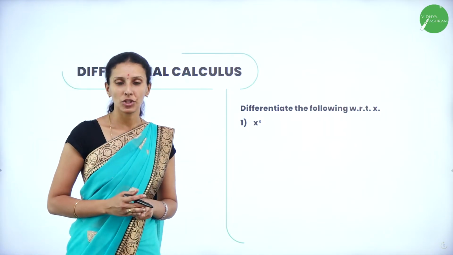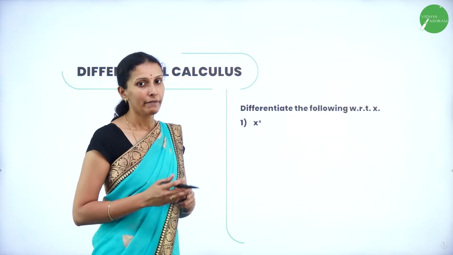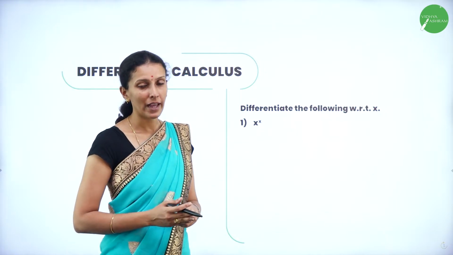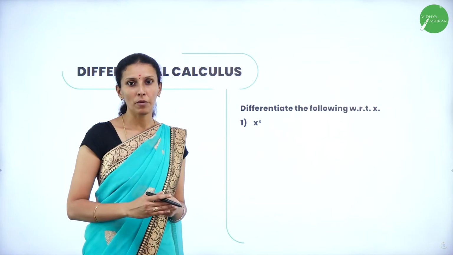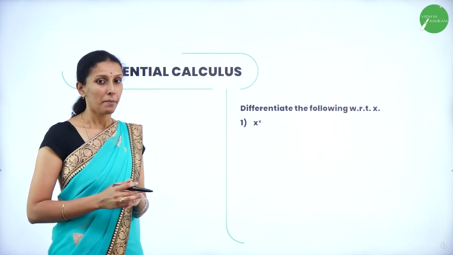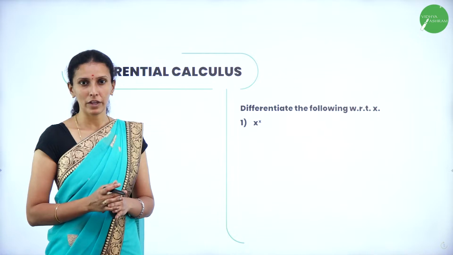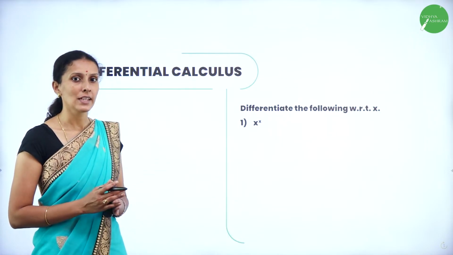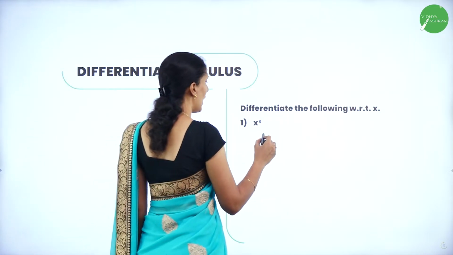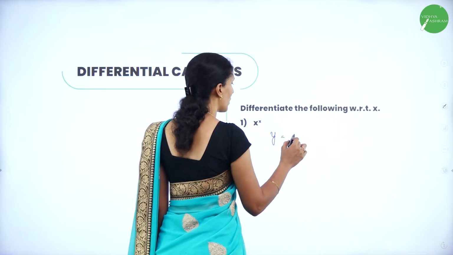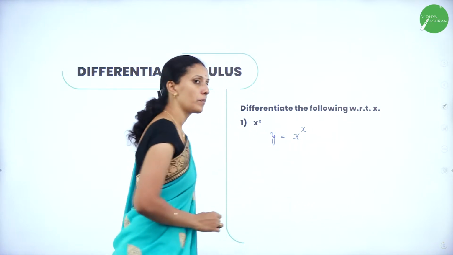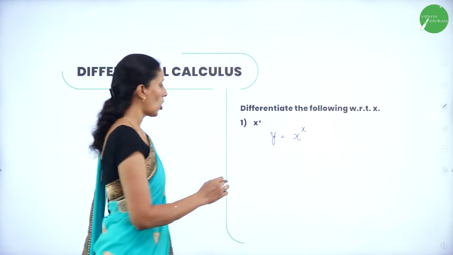The very first question is given as x power x. We can differentiate e power x, power e, or anything in the form of exponential with the constant. But we have a variable x with the power again with the variable x. So in this case, what I'll do here is let y is equal to x power x. I will apply log on both sides.